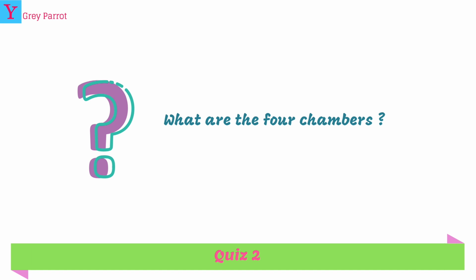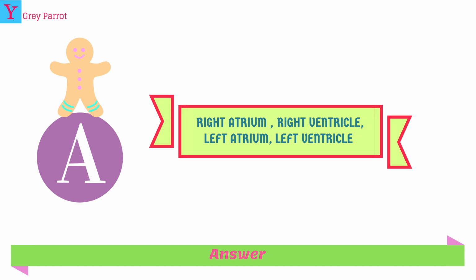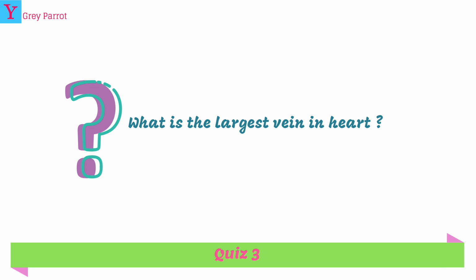What are the four chambers? I hope you know that. Well, again, I'll give you 10 seconds time to think and I will give you the answer. And the answer is right atrium, right ventricle, left atrium and left ventricle. So, that's the answer. Now let's take another question.